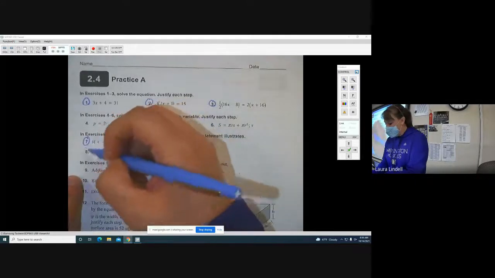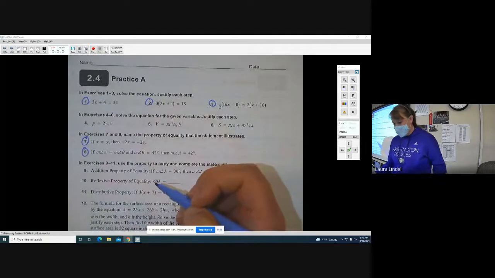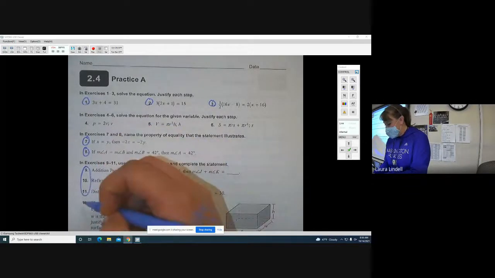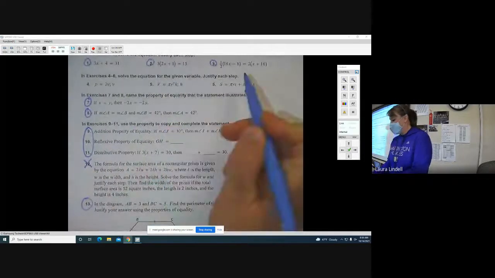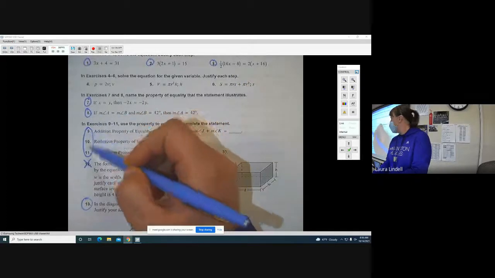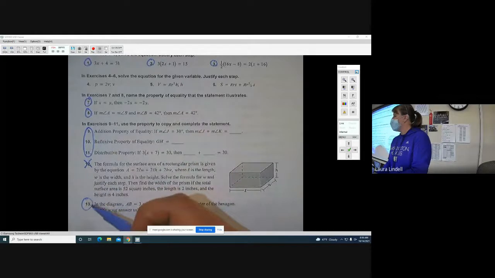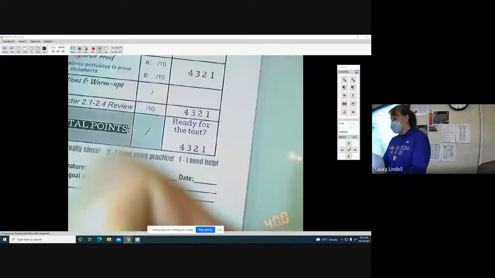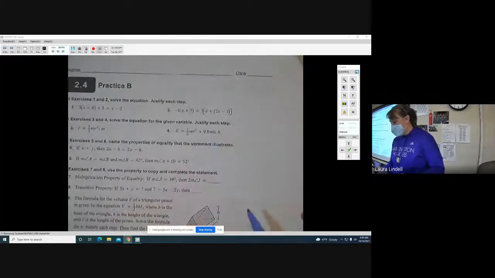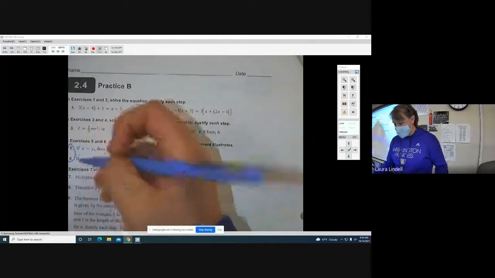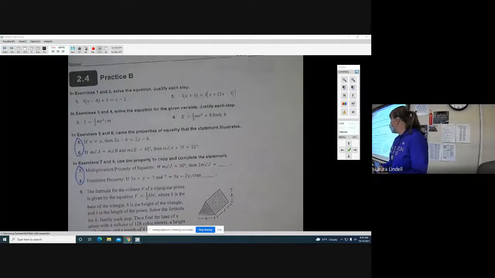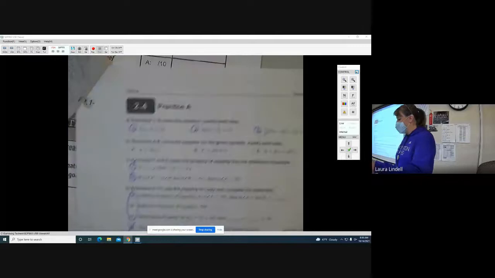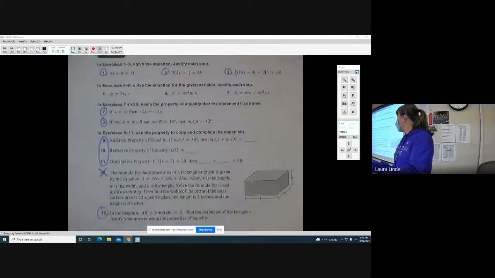Then also 7 and 8 and 9, 10, 11, not 12, and then 13. So on practice A, 1, 2, 3, 7, 8, 9, 10, 11, and 13. And then turn the page. We're going to do a little bit of practice B as well. Not all of it. From practice B, we're going to do 5 and 6 and 7 and 8. Yep. Practice B is 5, 6, 7, 8. Practice A is 1, 2, 3, 7 through 11, and 13.